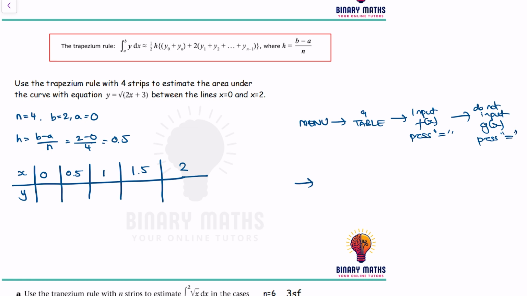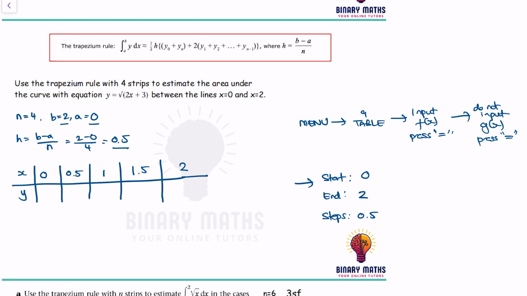Okay, the next thing you need to do, after you press equals, is you're going to get a list. It says start, end, and then step. Because a is 0, you need to start at 0. You need to end at 2, and you need to go in steps of 0.5. So you need to input 0, 2, and 0.5 here.